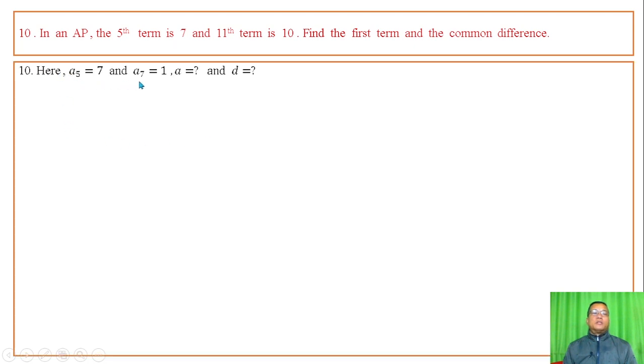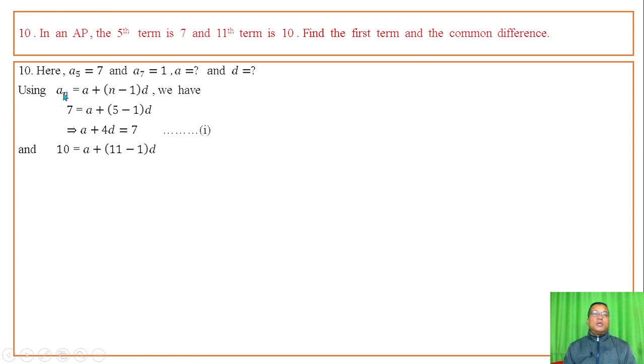Here a5 is 7, a7 is 1. What are a and d? Using a_n = a + (n - 1)d, we have the respective values: a7 is 7 and a5 is 7, and a and d are unknown. The equation for a7 gives this must be 10, and the other must be 11.